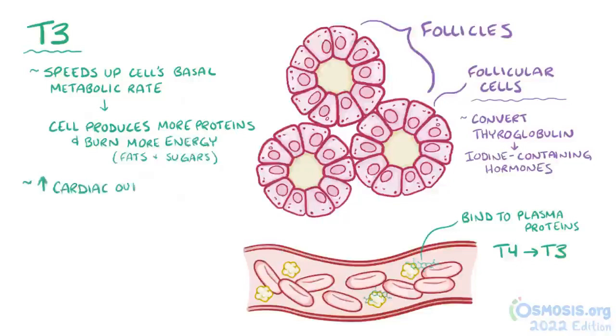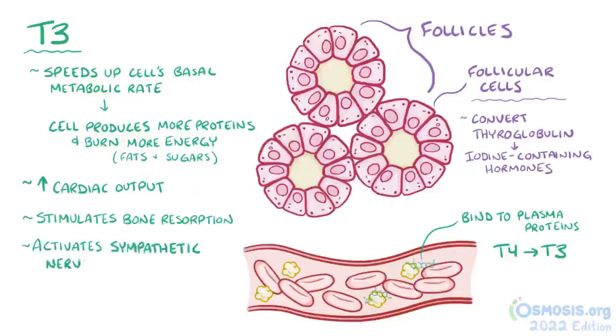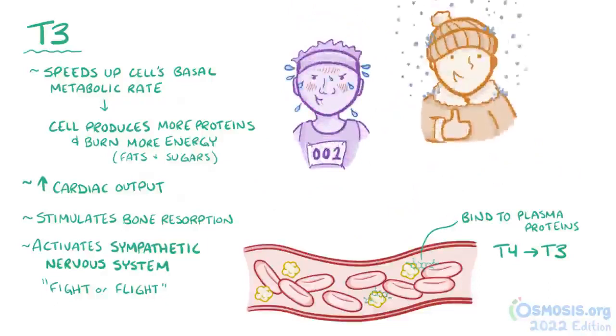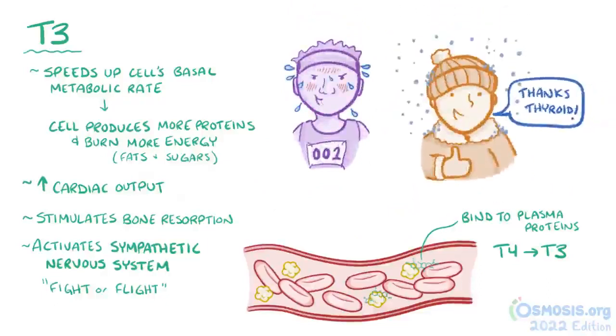T3 increases cardiac output, stimulates bone resorption, which thins out the bones, and activates the sympathetic nervous system, which is a part of the nervous system responsible for our fight or flight response. Thyroid hormone is important, and the occasional increase is like getting a boost to fight off a hungry predator, or to stay warm during a snowstorm, or both.